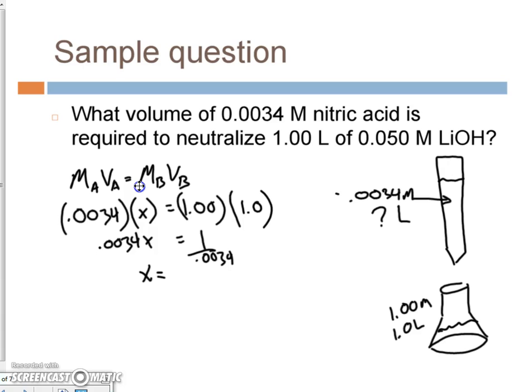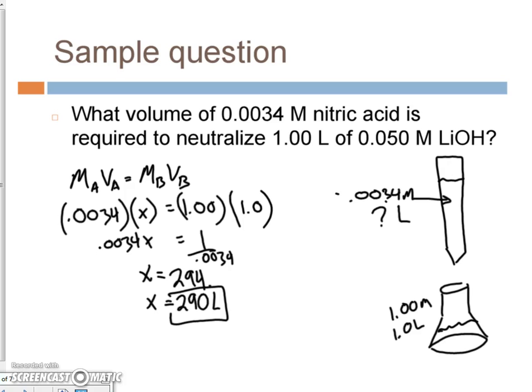If we plug that into our calculator, 1 divided by 0.0034 equals, holy smokes, a huge number, 294. If we look, we only get 2 sig figs here, so equals 290 liters. That doesn't seem right.